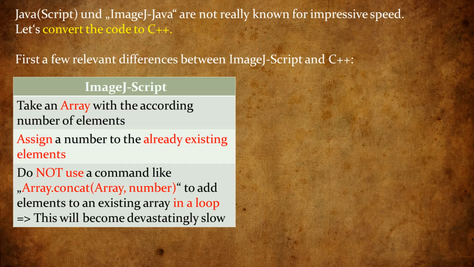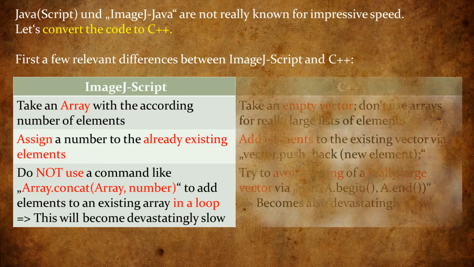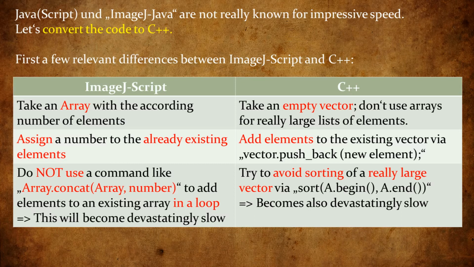In ImageJ, you would start with an array with the corresponding number of elements. You would assign a value to the already existing elements, and you should not add elements to an already existing array using a loop. This becomes devastatingly slow. In C++, you start with an empty vector. You don't use arrays for really large lists of elements. You add new elements to an already existing vector, and you try to avoid sorting of really large vectors.